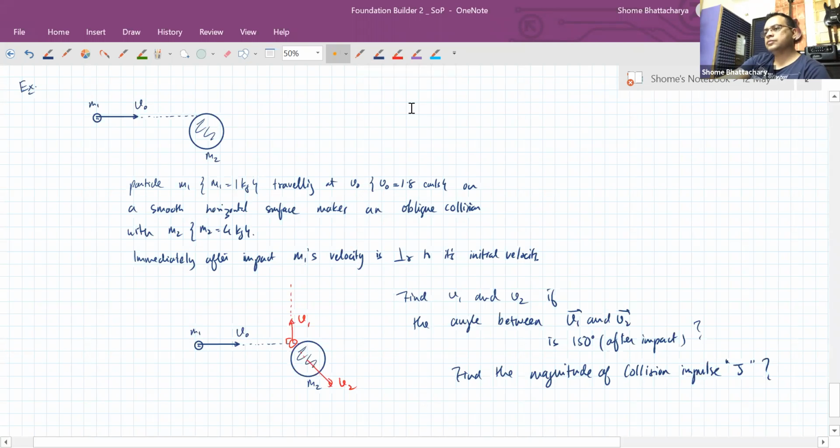You understanding now? Sir, I was asking that only, that we have to find final speed. You have to find final speeds v1 and v2, and you have to find the collision impulse in magnitude. Yes, sir. So just try this out.